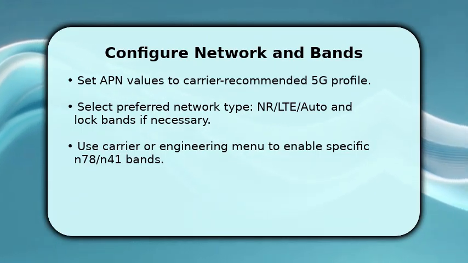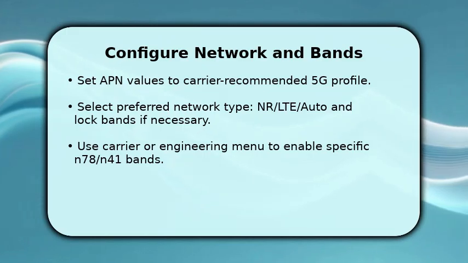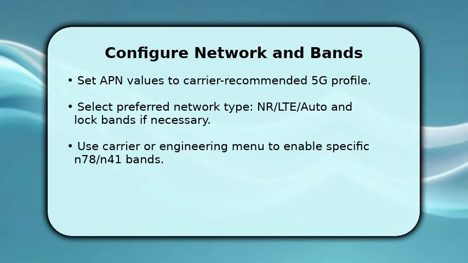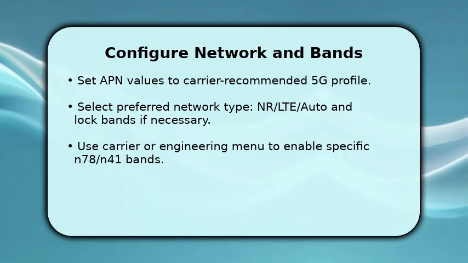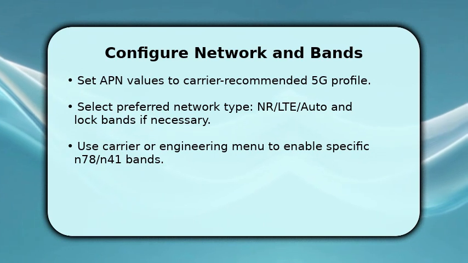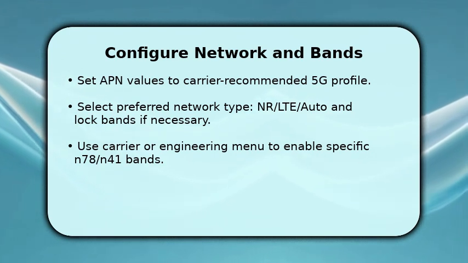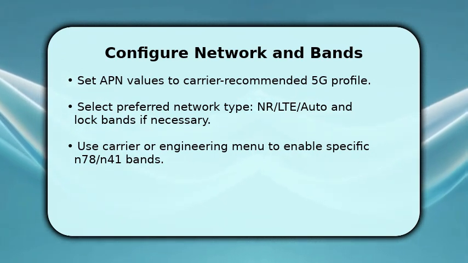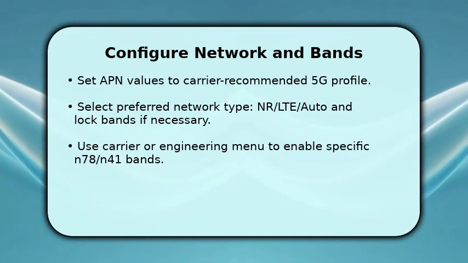If your device supports band locking, choose the carrier's primary 5G bands, such as N78 or N41, to improve reliability. Use the engineering menu or carrier app to apply band locks, and confirm the modem reboots with the new parameters active before testing speeds and stability.